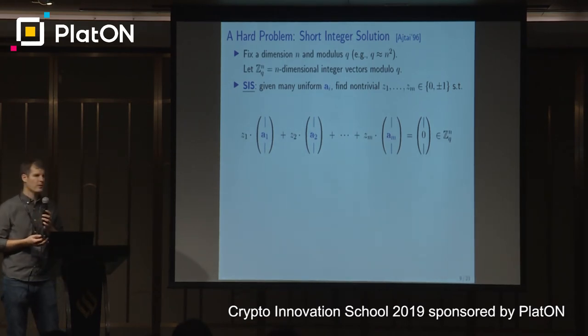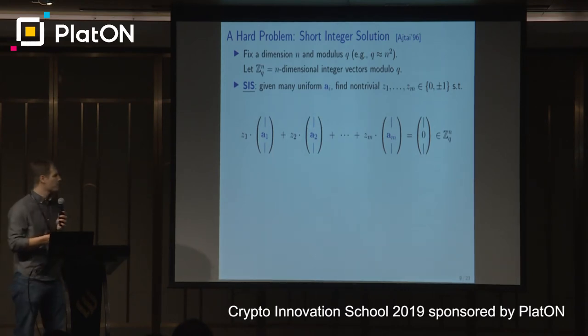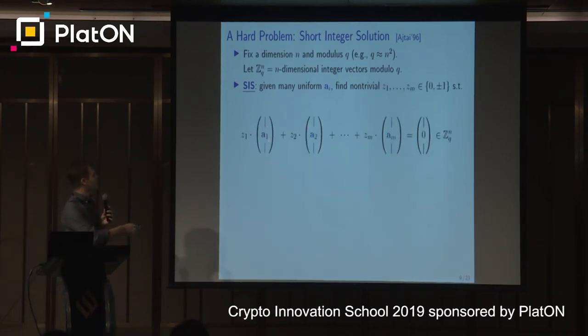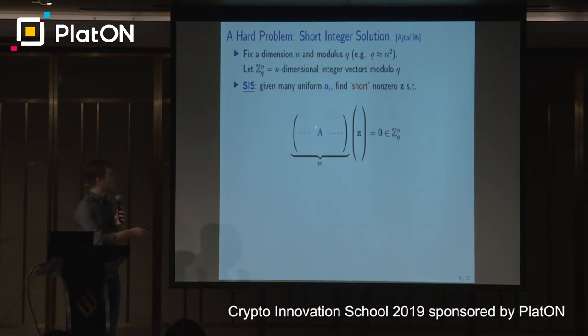We can write this a little more compactly and conveniently using matrix and vector notation, which is what I will do. Imagine we take each of these column vectors, a1, a2, through am, and treat them as the columns of a single matrix A. So we have a single matrix A whose height is n, and there are m columns. It's just a uniformly random matrix modulo q. And now we're looking for a vector z, which is short and non-zero, such that A times z is 0 modulo q.